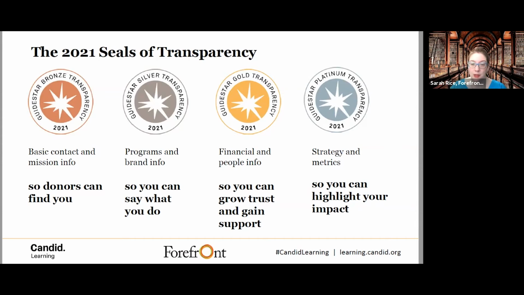Gold is where you share some of your audited financial statements if you have them, or 990 information, a little more explicitly, and information about staff. This is also where you can start sharing some diversity information. They've worked with a couple of partners on that to try to show organizations' commitment to diversity. And the platinum level is where you share your strategic plan if you want, or any evaluation metrics that you want to share and highlight the impact you're having in your area.